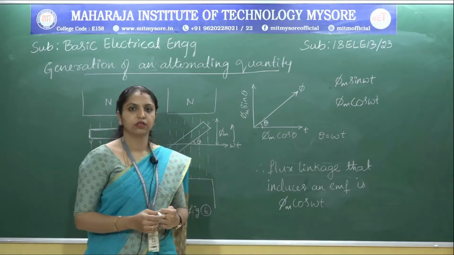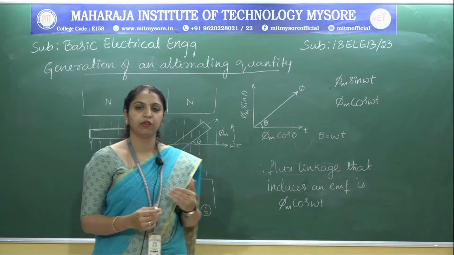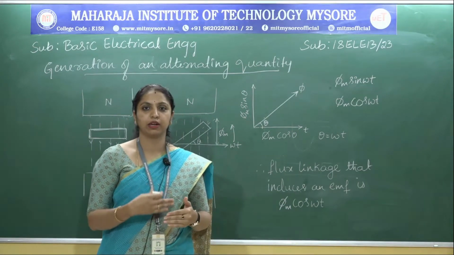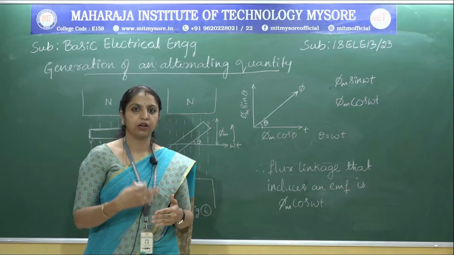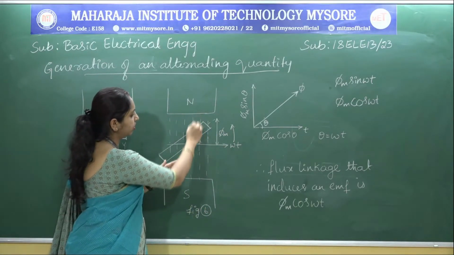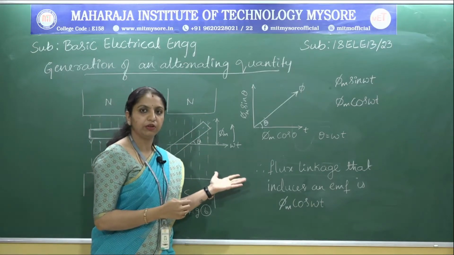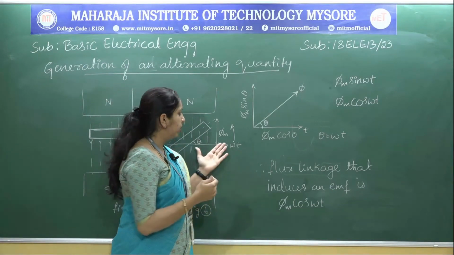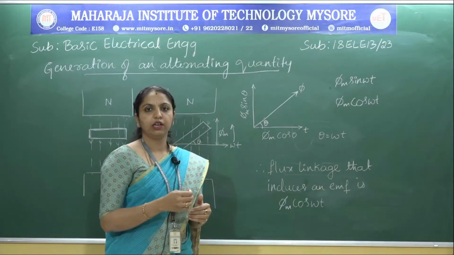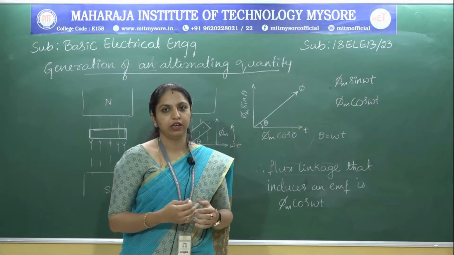Why don't we consider phi m sin omega t? The component phi m sin omega t is parallel to the magnetic flux. When it is at this position, it will be parallel to the magnetic flux, so EMF will not be induced. So when the component sin omega t is parallel to the magnetic flux, EMF will not be induced.